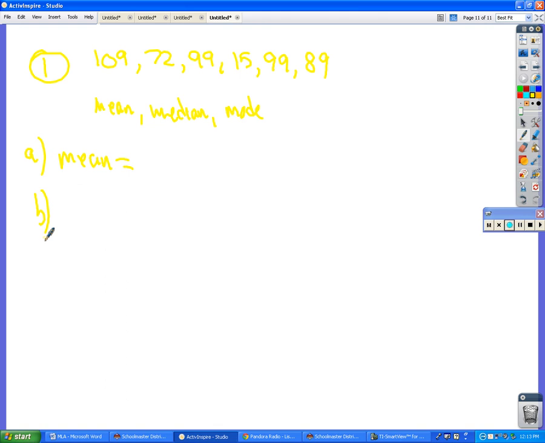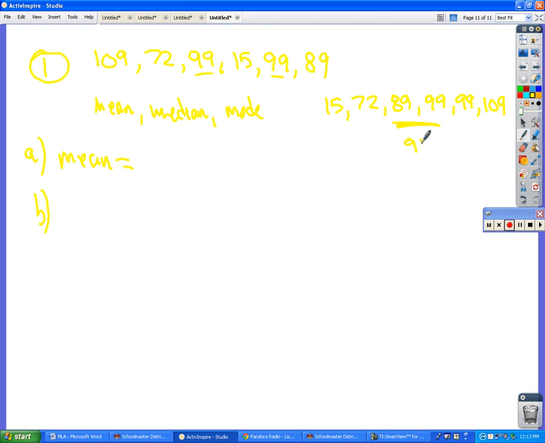Would she tell them the mean, the median, or the mode? What's the mode? 99 is the number that comes up most, right? The median is the middle number when you put them in order. So if I go 15, 72, 89, 99, 99, 109, what's the median? It's right in between 89 and 99, which would be 94.